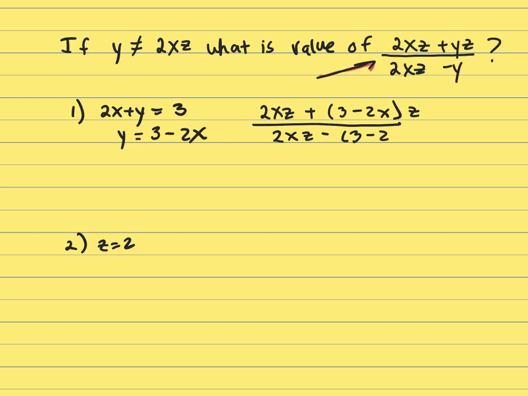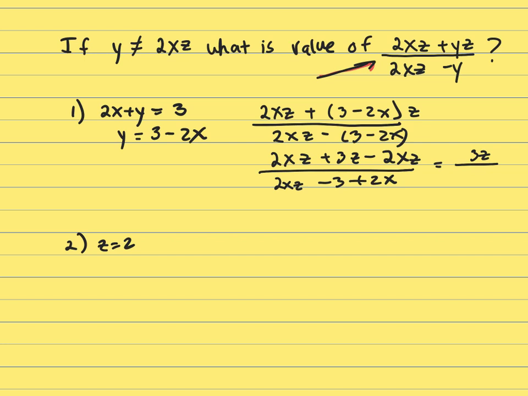So I don't think this is going to work, but I'm going to simplify it while I talk. This is plus 3z minus 2xz. And the bottom is 2xz minus 3 plus 2x. So it looks like you've got a 3z in the top, and I wish there'd be a 3z in the bottom, just a 3z would equal 1, but that's not the case. There's nothing to combine in the denominator. So clue 1 does not work.